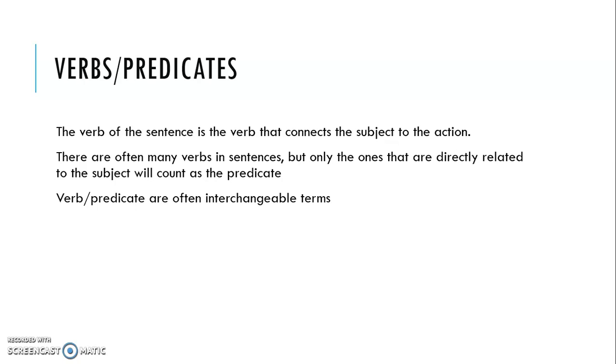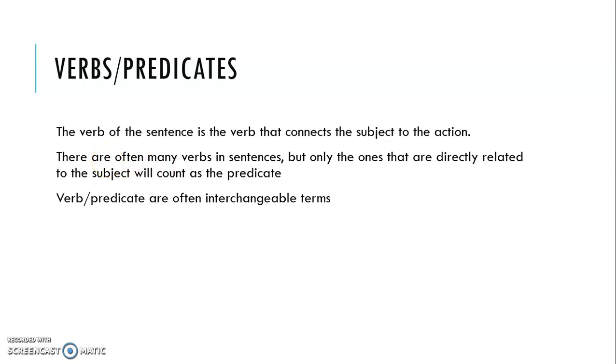So the companion to the subject is always the predicate. You may also hear it called the verb in the sentence. You will hear me use both. They mean essentially the same thing. And since this is not a grammar class, it doesn't really matter how specific you are about it. The verb of the sentence is the verb that connects the subject to the action somehow. So it either is the action word or it's the word that links the noun to the description.